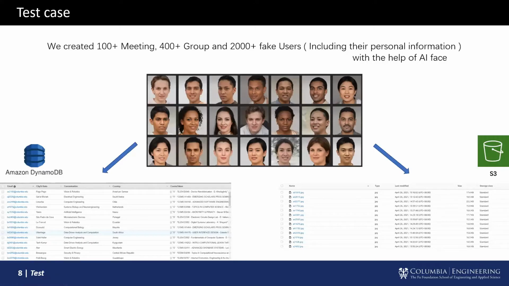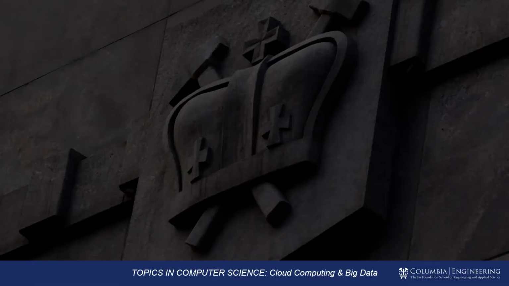For the test case, we already created 100 meetings, 400 groups, and 2,000 fake users, including their personal information, with the help of AI Face. All the users' photos will be stored in the S3 bucket, while their personal information will be stored in the DynamoDB as mentioned before. Now let's see the demo.